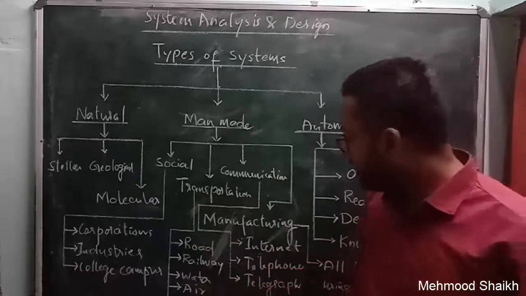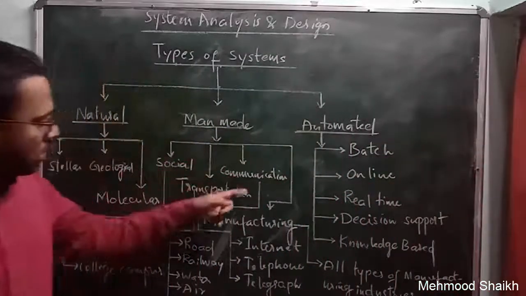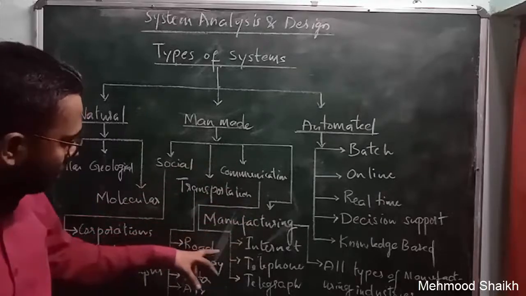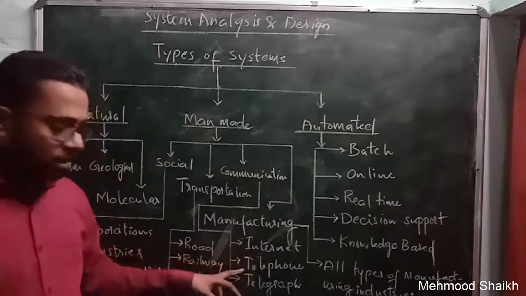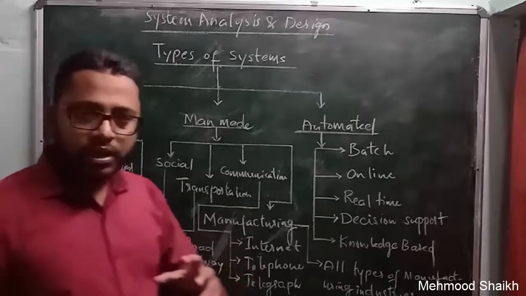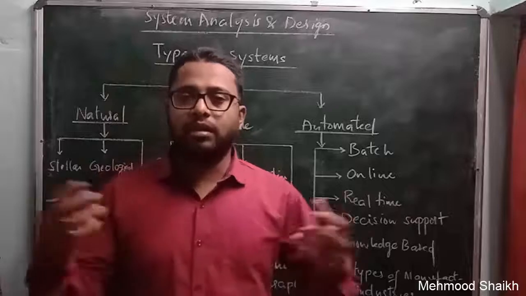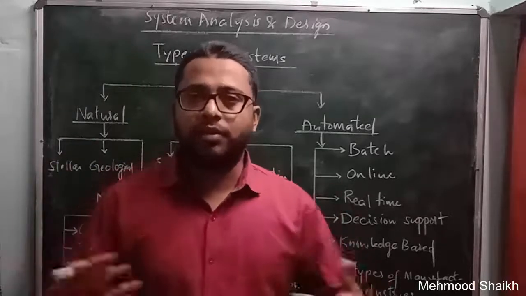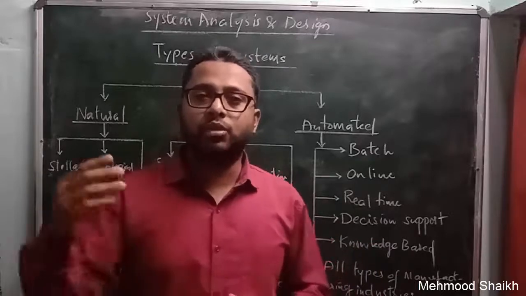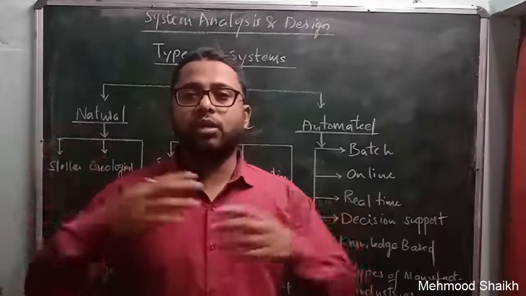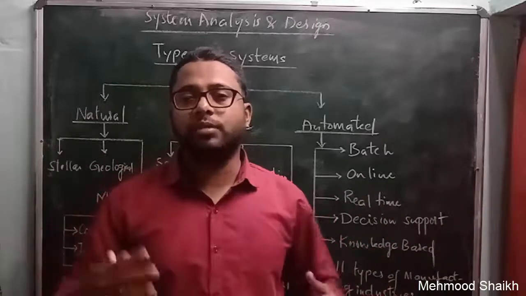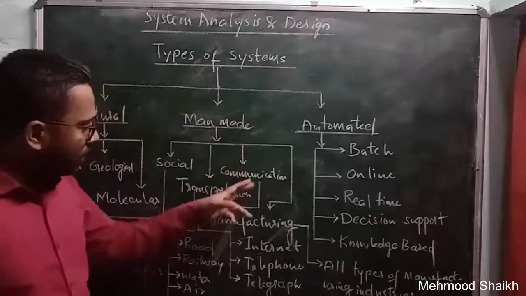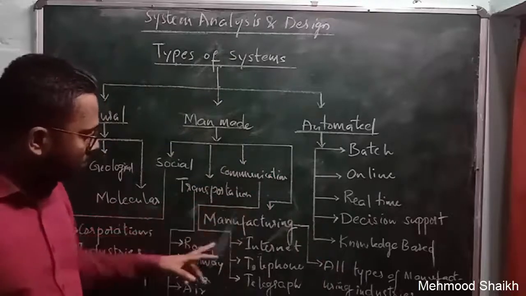Okay, and then next we have communication system. Under communication system, here you can see we have internet, telephone, and telegraph. Communication is all about making an interaction with other people, either by sitting in front of them or by sending information to people sitting in far places, over the network in the presence of internet.